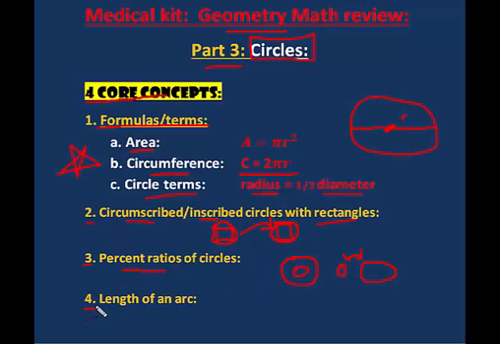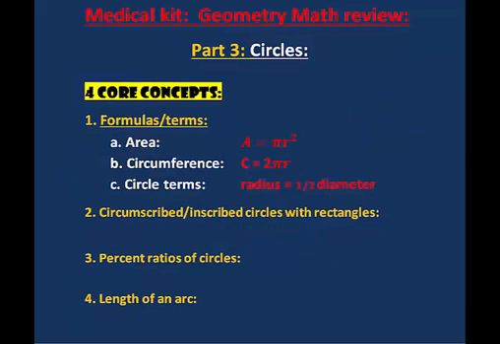And number 4, length of an arc. Let's go ahead, clear the screen and draw a picture. Length of an arc. Here is our circle. Bit more terminology. Here is the radius at the center. And say they give us something that looks like this. Length of an arc is on the outside here, so they might give us the angle here. The angle is 30 degrees. And we need to find out the distance from here to here.